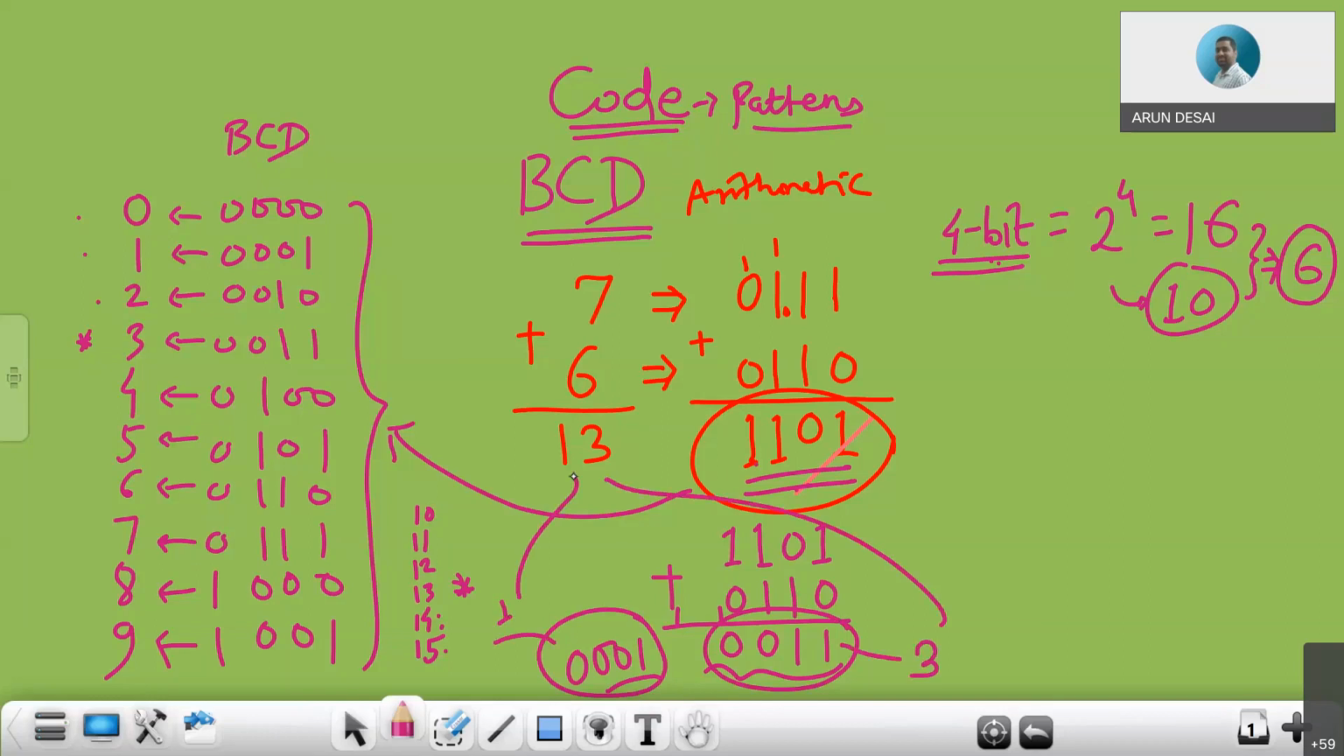And this is your actual result. So the rule for BCD is: if the result is illegal or a carry is generated, then you need to add 6 to the result to get it into the correct form. So 1, 3, that is 13, is your result. This is how you can add the numbers.